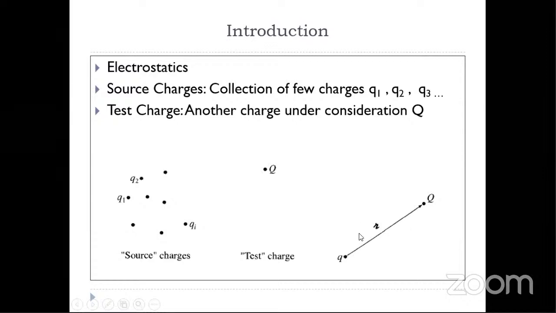Whenever we deal with the content published in the book of Griffiths, how this position vector is represented is typical. R is represented in various ways.